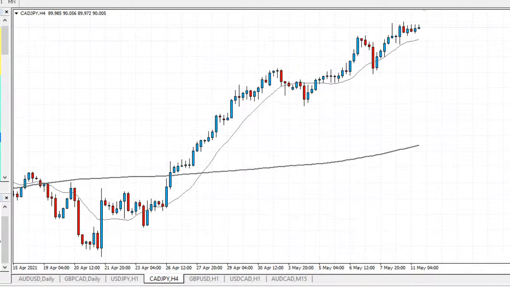Again, look at the 4H. That 4H time frame is still very bullish there as well. So yeah, won't be looking to get involved in CADJPY until it gives me a little bit more development there and clearer price action.